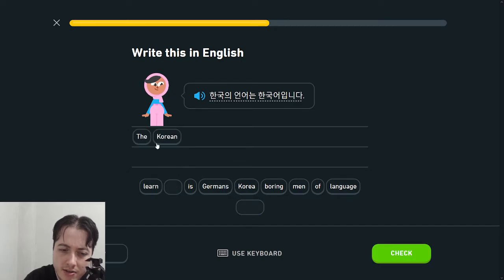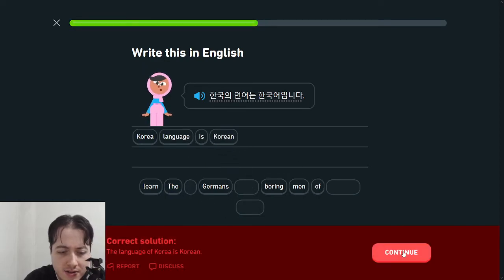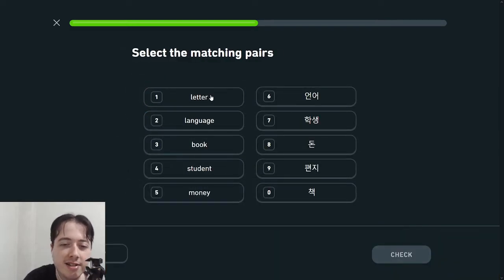A Korean language? No. It's Korean language. It's Korean. Oh, come on, it's the same thing. Korean language. Alright, it's not English, I guess.